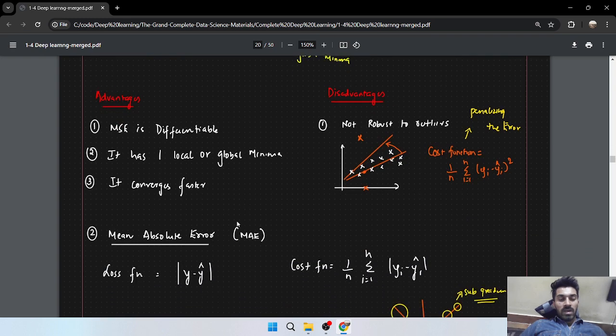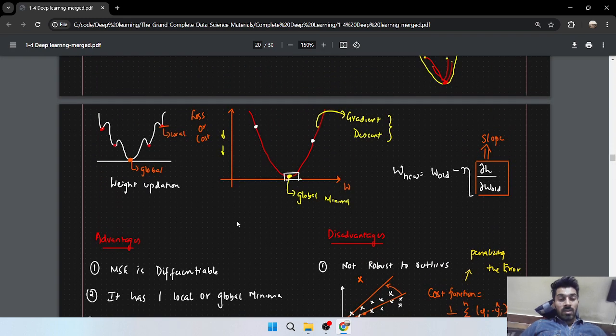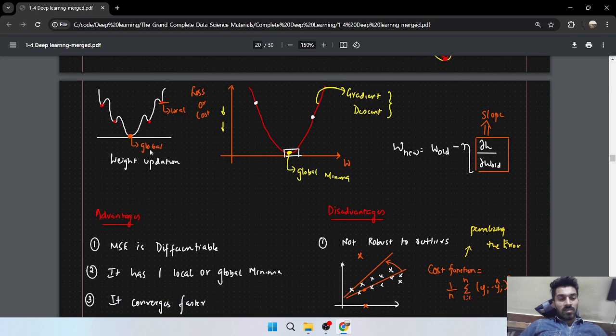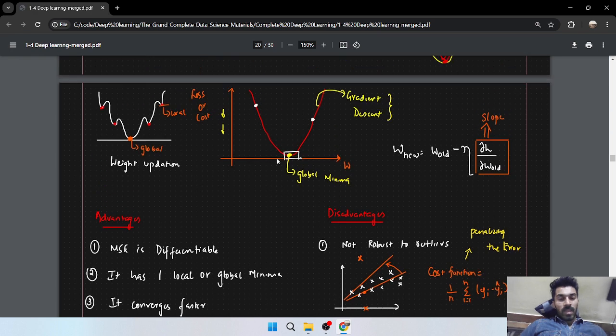The formula of gradient descent is w new equals w old minus eta, the learning rate, into the differentiation of loss with respect to w old. This gives the slope of that function. This is the global minima, and there are many local minima. If you are using binary classification, then this can get stuck in a local minimum. So this is the gradient descent formula that we have to apply.